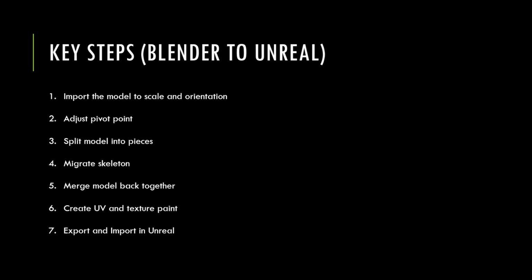Then we're going to merge that model back together into one model, create the UV map, texture paint so that we have a mask that we can use inside Unreal, and then finally export it out of Blender and import it into Unreal so that we have the skeletal mesh asset we need, rigged and ready to go for part 2. All right, so let's jump into it. I will try to put timestamps in the comments so that you can move freely through these 7 sections.